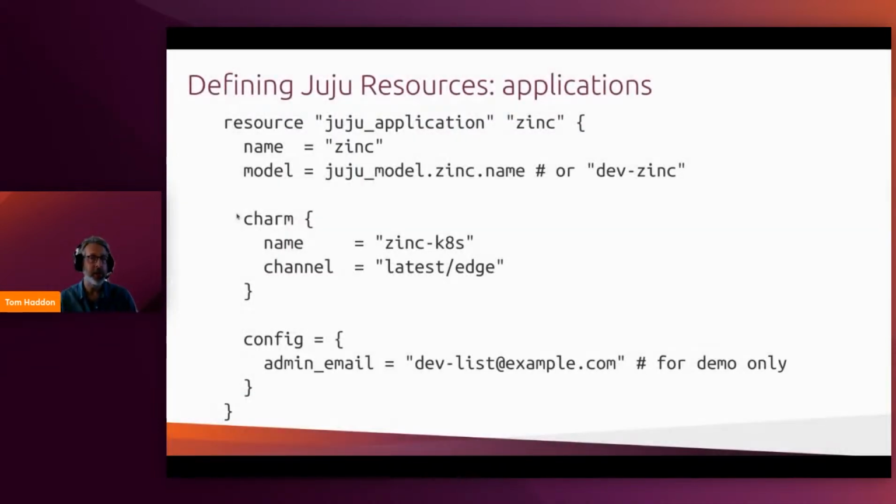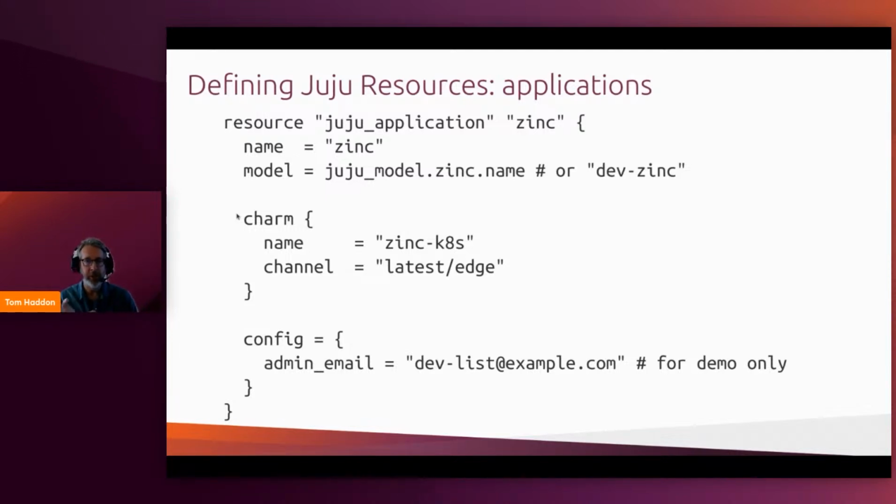Okay, so we've defined a model. We now need to define some applications to go into that model. Again, we just do that by declaring a juju_application Terraform resource, and we give it a Terraform internal name, again, of zinc. The name here is, again, a key value pair, and the name here refers to what that will show up as in Juju status, so the name of the deployed application.